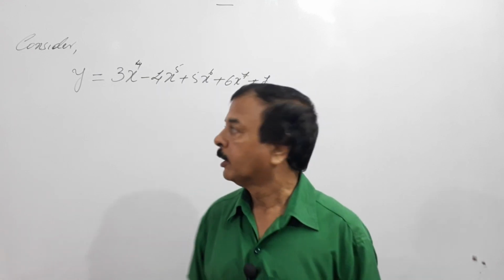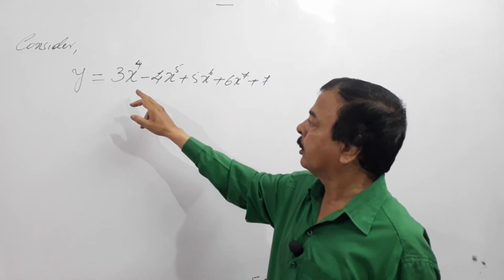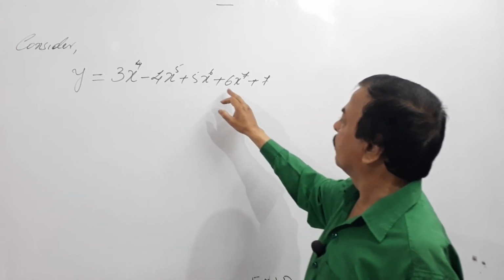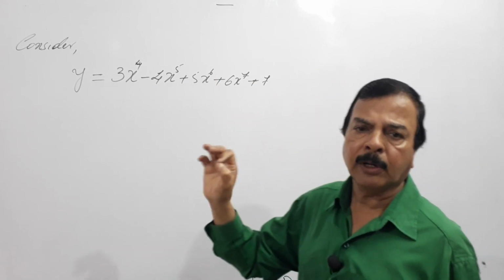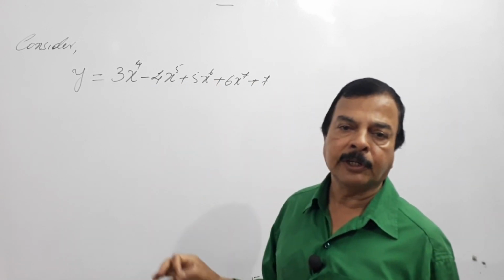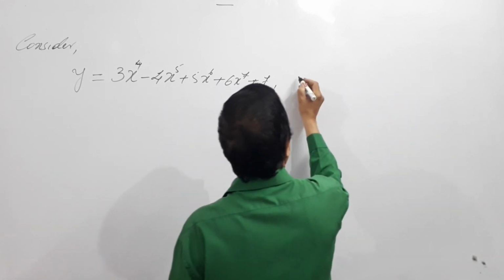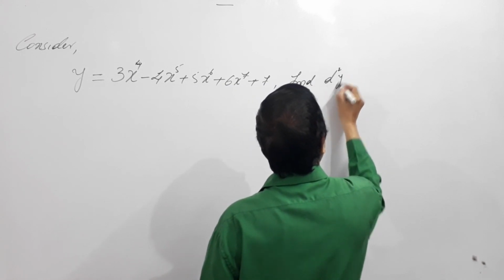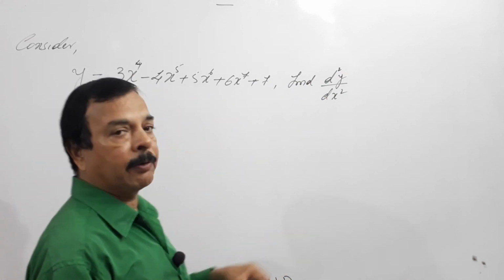So dear students, for example, I have taken a simple problem. y equals 3x to the power of 4 minus 4x to the power of 5 plus 5x to the power of 6 plus 6x to the power of 7 plus 7. This is a small equation, we have to differentiate it. Find d square y by dx square.